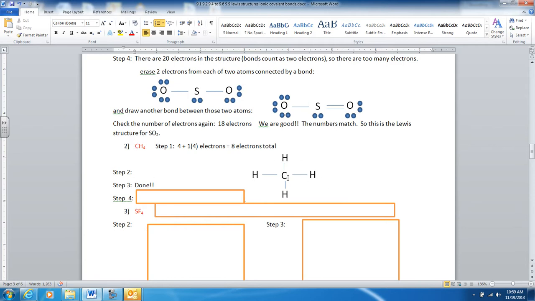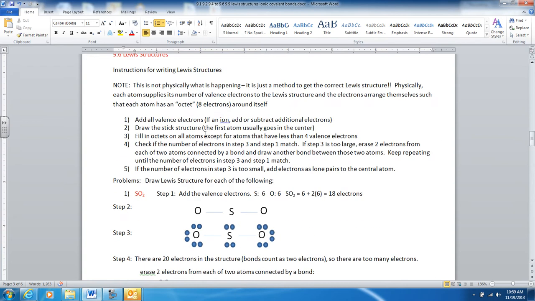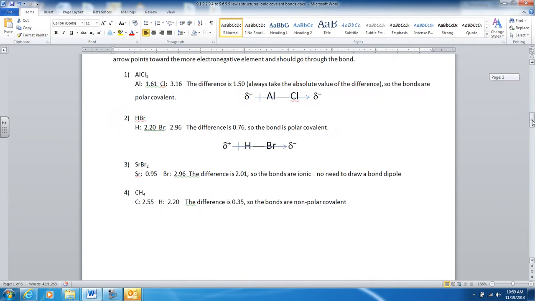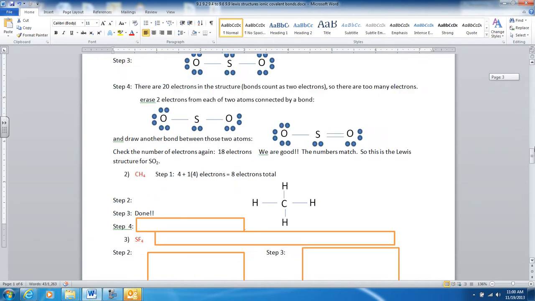Step 3, fill in your octets. Okay, this is a little tricky. Fill in octets on all atoms except for atoms that have less than 4 valence electrons. So, any of these atoms here, these all have less than 4 valence electrons. They have 1, 2, or 3 valence electrons. We do not ever fill in octets for these electrons for our set of rules. We only fill in octets for carbon to the end of the periodic table. Okay? So we are not going to fill in an octet.